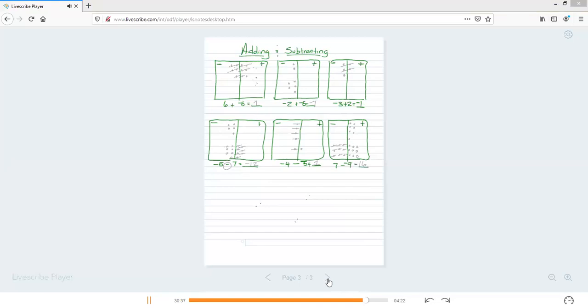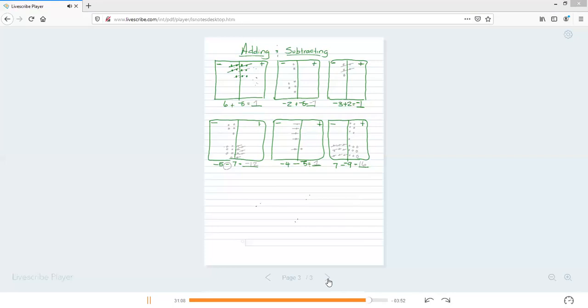Negative 4, 1, 2, 3, 4, and then my subtrahend is asking me to take away negative 5. In this case, all I have to do is make 1 more, and remember, I have to make its shadow. Okay, I'm making its shadow, right? And I'm going to take away the 5. 1, 2, 3, 4, 5, which leaves me with a positive 1.